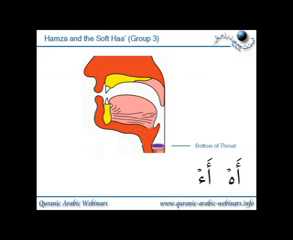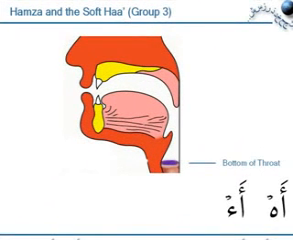Group 3 then is the throat, but the very lowest point of your throat. And these two are a bit difficult to pronounce with the sukoon. So we have what we call the soft ha and the hamza. So the soft ha will be pronounced as ah. So you have to try and bring the ha from the bottom of your throat.